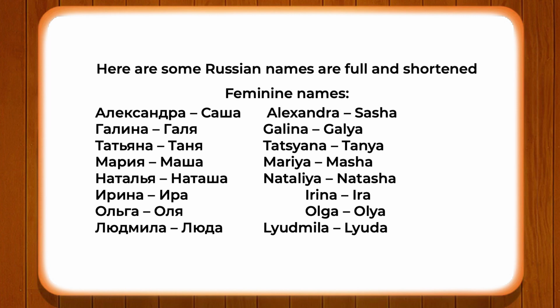But if you call Irina, then you're addressing someone who is not close but distant. Olga will be the full name and Olya is the shortened name. Lyudmila is the full name. Lyuda is the shortened name.